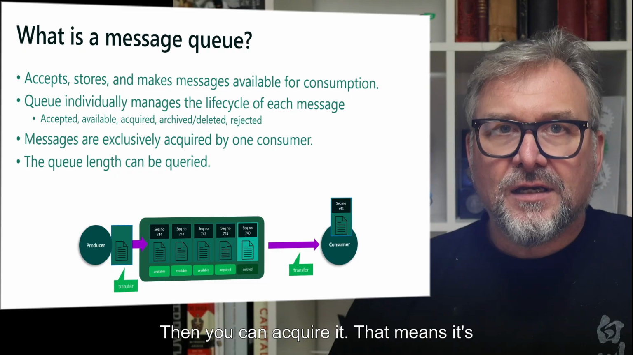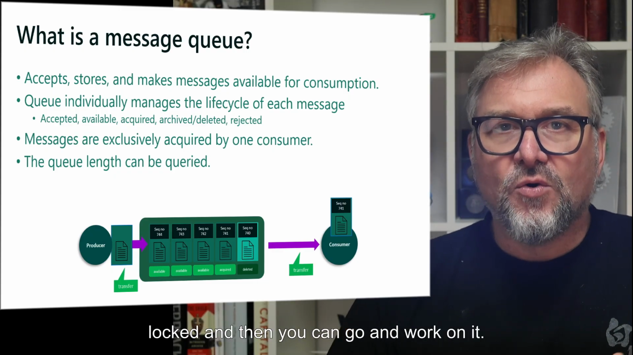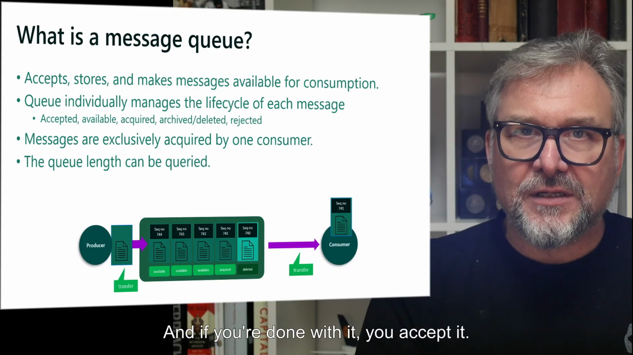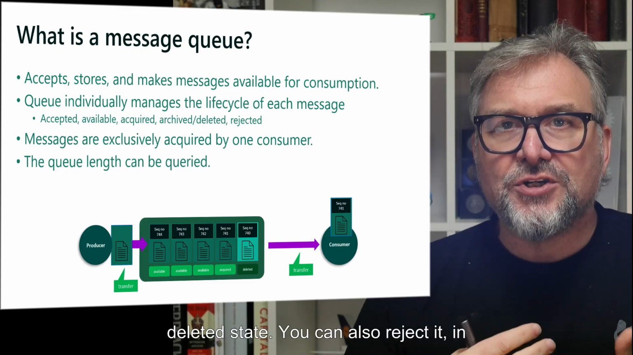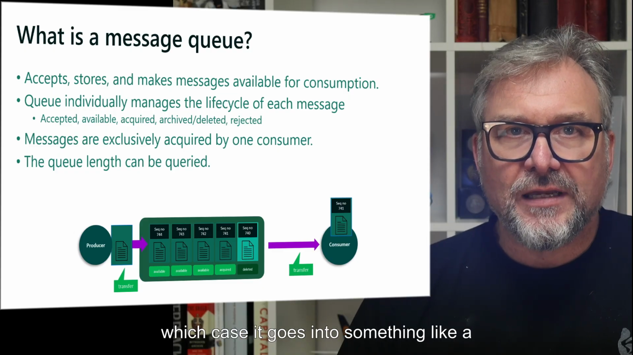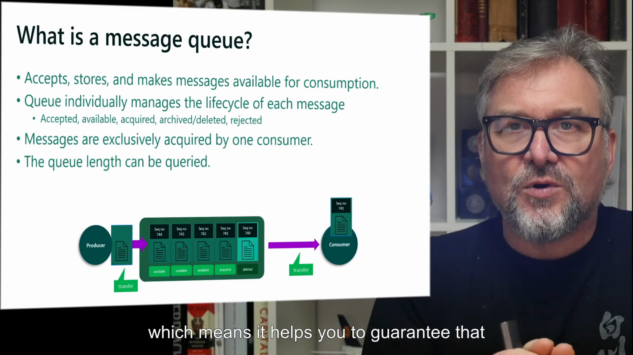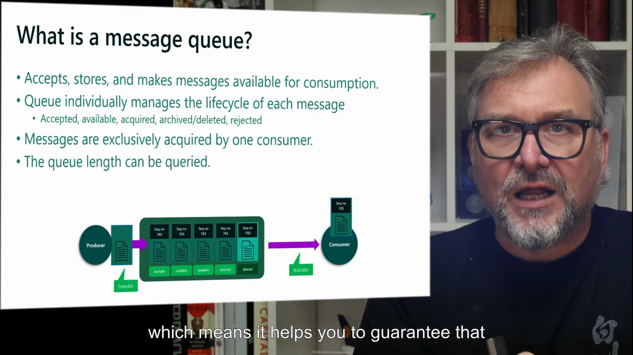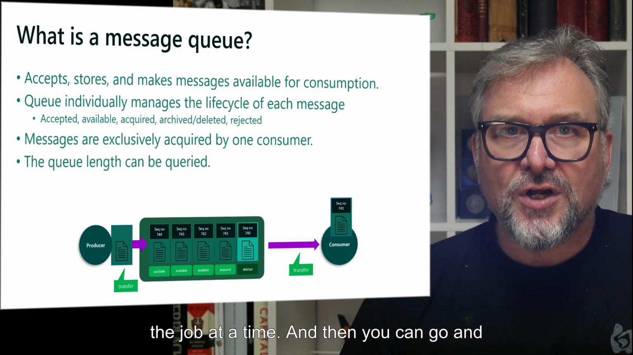Then you can acquire it. That means it's locked, and then you can go and work on it. And if you're done with it, you accept it. And then it goes into an archive and deleted state. You can also reject it, in which case it goes into something like a dead letter queue. Messages are exclusively acquired by one consumer, which helps you guarantee that only one party works on a job at a time.